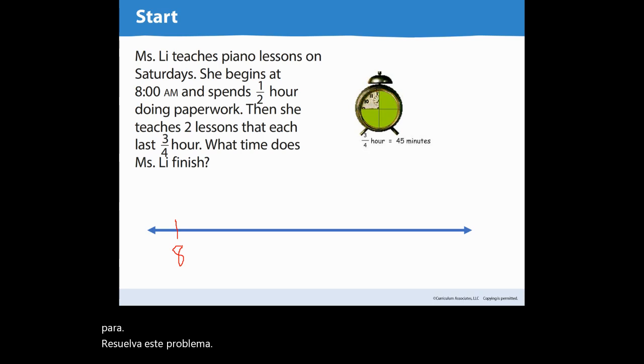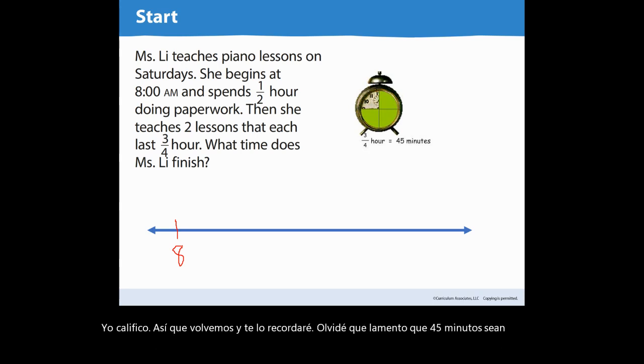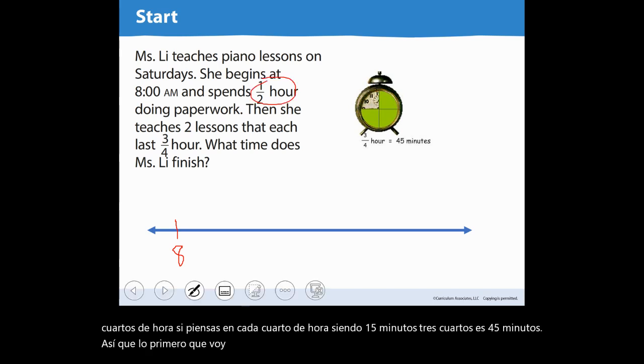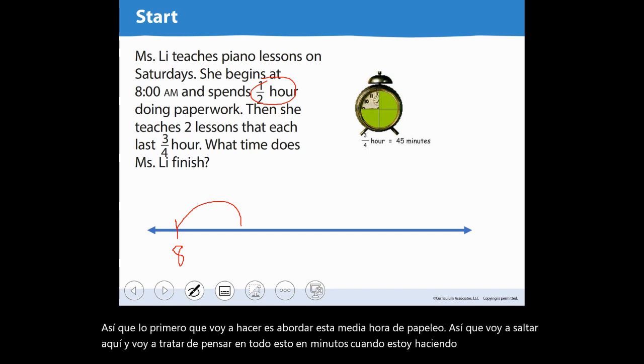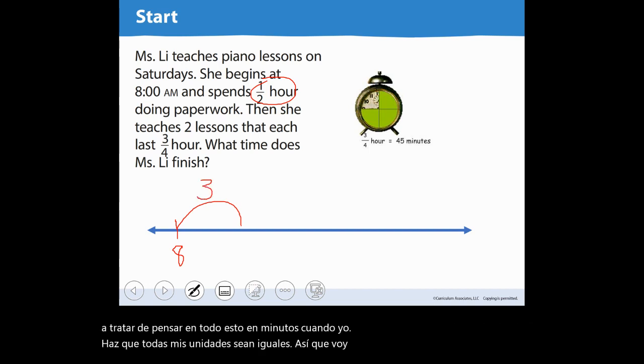All right, and so we're back, and I'm going to remind you that 45 minutes is 3/4 of an hour. If you think about each quarter of an hour being 15 minutes, 3/4 is 45 minutes. So the first thing I'm going to do is tackle this half hour of paperwork. I'm going to really try and think of all of this in minutes. When I'm doing problems with time and money, I want to make all my units the same. And so I'm going to work in minutes because I think it's easier. So 30 minutes would be 8:30.